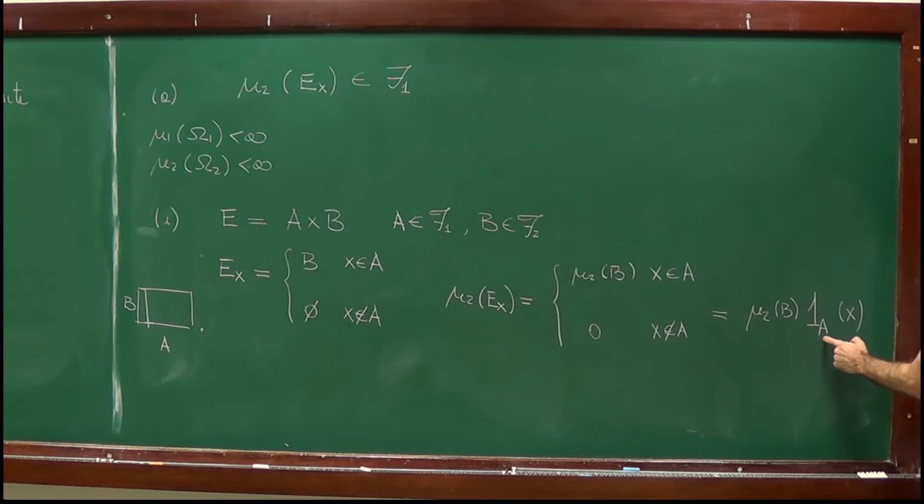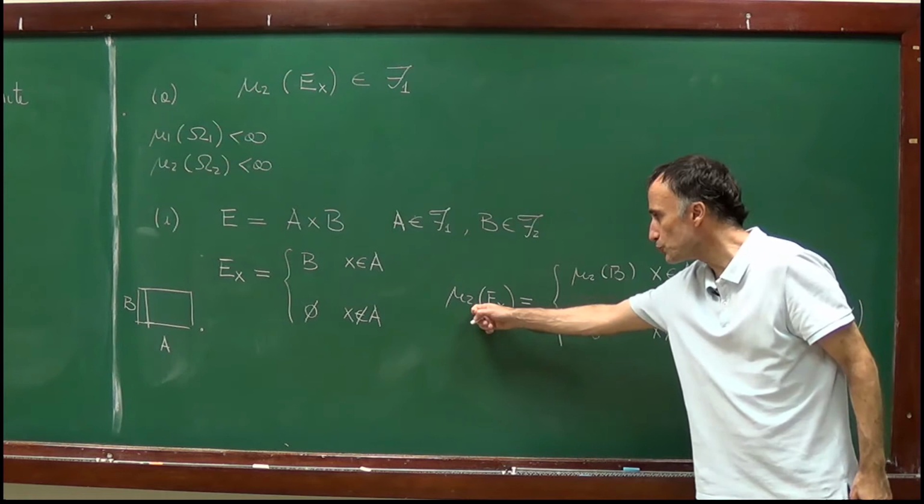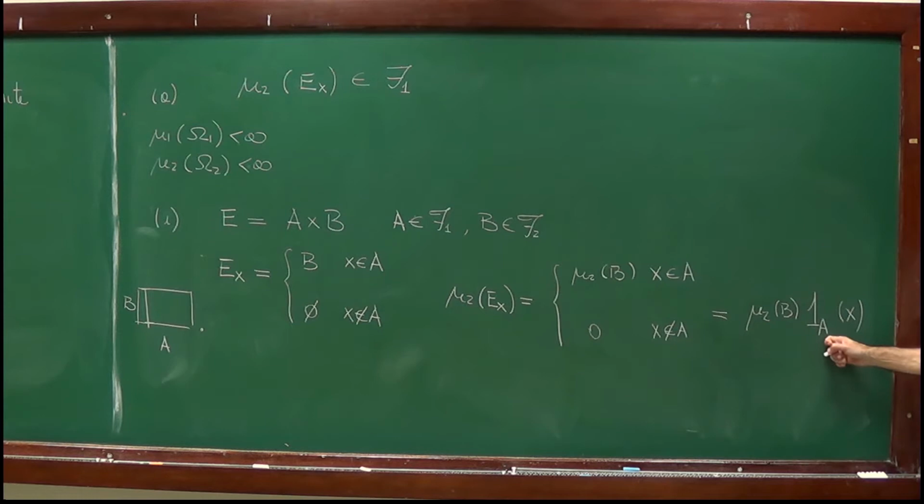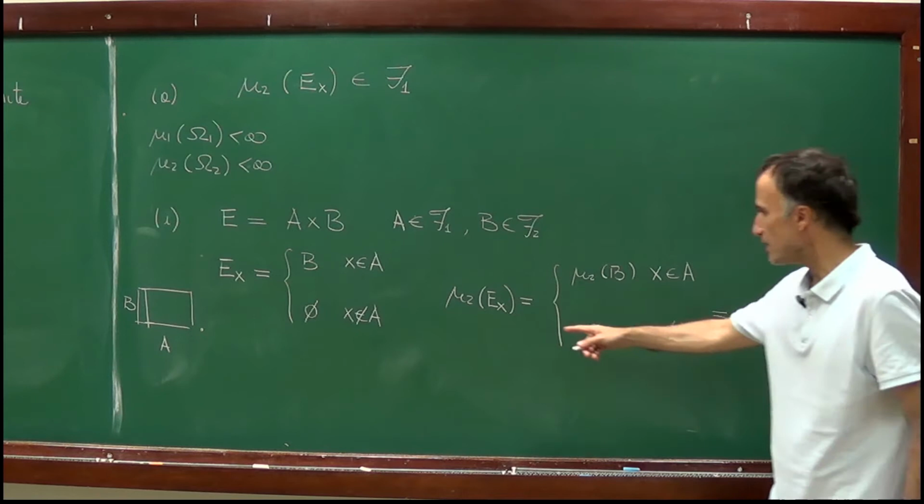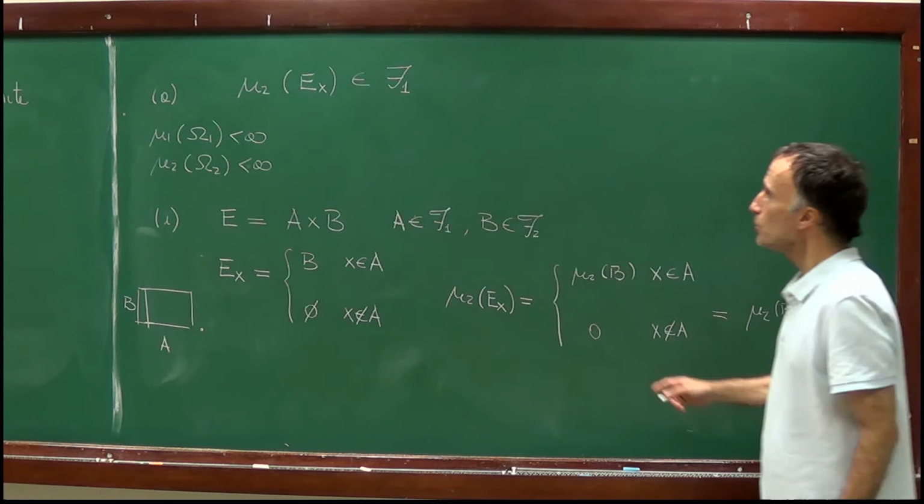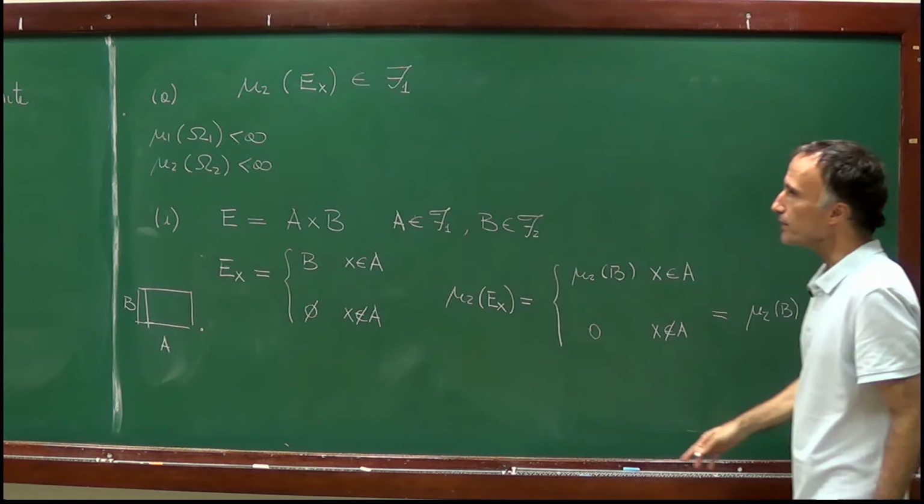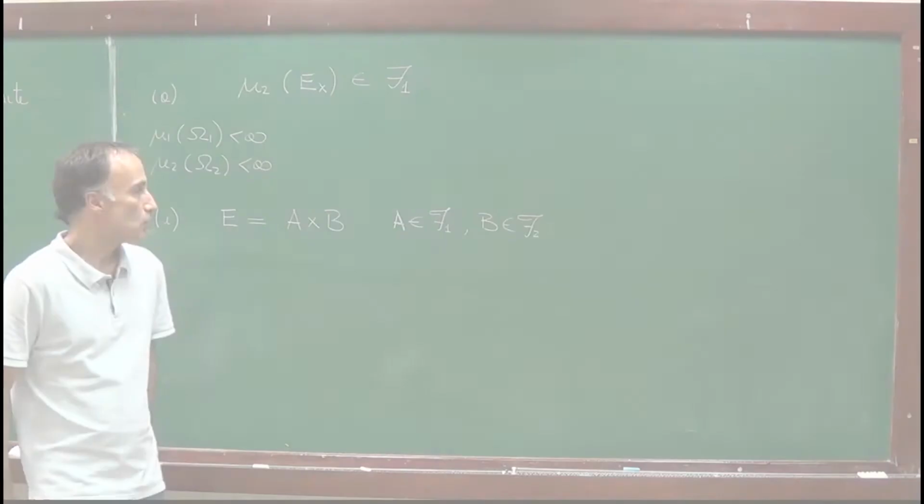And I can write this function as mu 2 of B times the indicator of A, of x. So you see this function is equal to mu 2 of B if x belongs to A, and it's equal to zero if x does not belong to A. So we just proved that mu 2 of Ex is in fact a multiple of the indicator of the set A. And since A belongs to F1, it's clear that as a function of x, this function is F1 measurable. So we proved the result by an explicit computation in the case in which E is a rectangle.